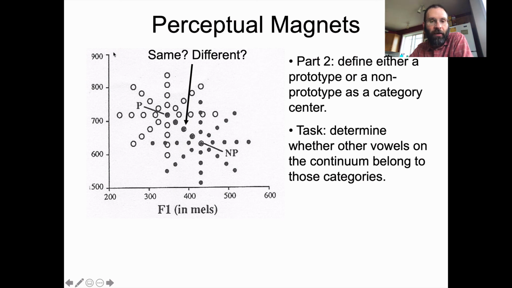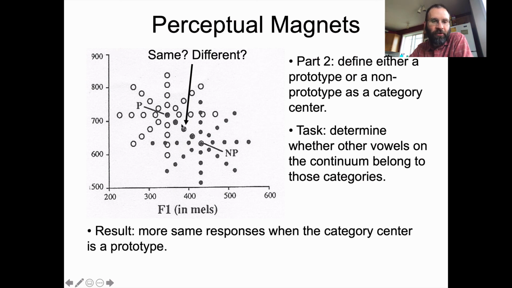And they found that people judge it to be the same as this prototype vowel more often than they judge it to be the same as this non-prototype vowel. So there's kind of a shift in perception where you think that things in the middle here are more like a prototype rather than a non-prototype. So there is something in this model which seems to be special about the prototypical vowels that we're used to hearing, or that we perceive as the best exemplars of a category.